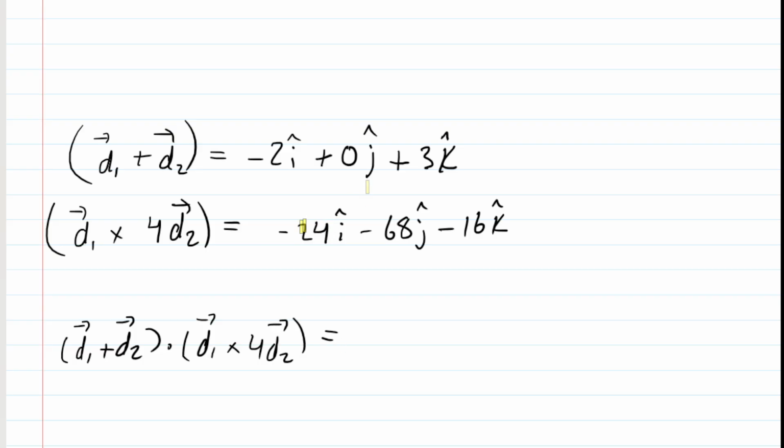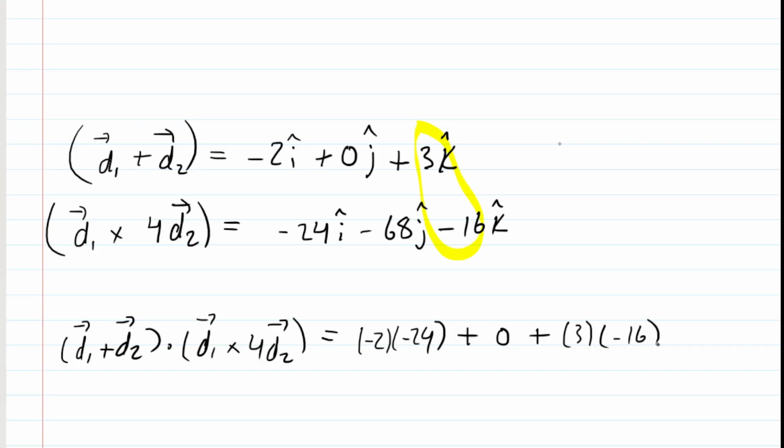Now, when you're doing a dot product, again, it's relatively straightforward. A dot product simply asks you to multiply the x components together. So you would multiply negative 2 by negative 24. And then to that, you will add the product of the y components. Now there it's going to be 0 multiplied by negative 68. So that's really just going to be 0. 0 multiplied by anything is 0. And then finally, you guessed it, you're going to multiply those z components together. So 3 times negative 16.